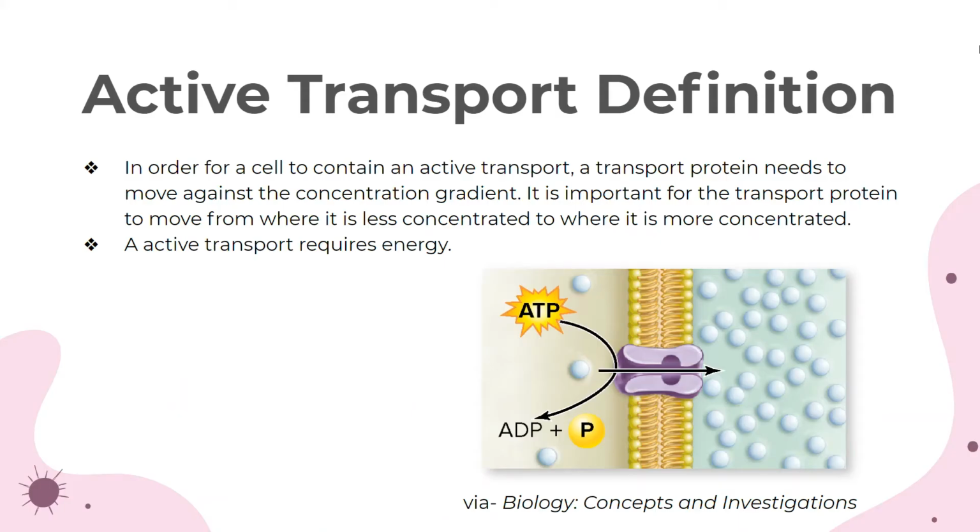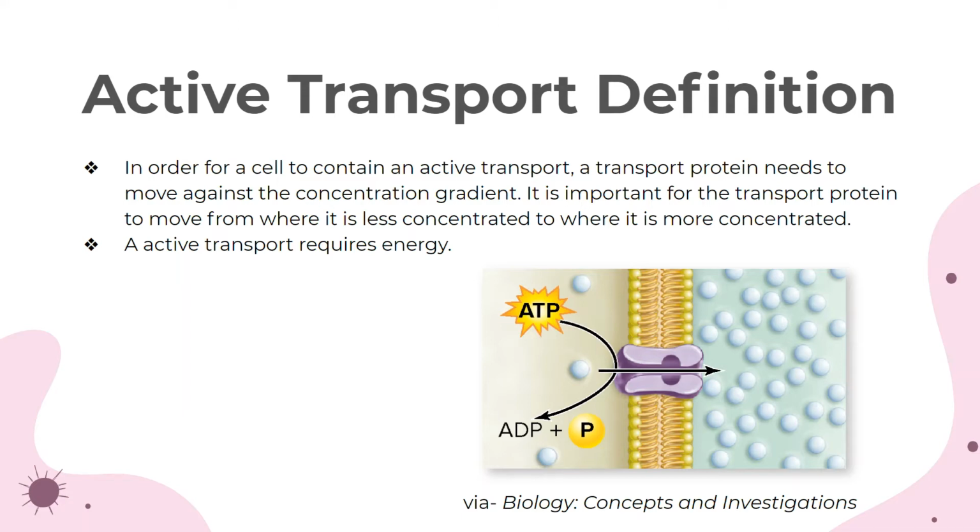For active transport to occur, there needs to be energy. The energy produced allows the transport protein to move a substance against its concentration gradient. It is important that during this process the protein moves from where it is less concentrated to where it is more concentrated. In the picture below, energy from the ATP allows the tiny blue circle, which is the transport protein, to move against the concentration gradient.